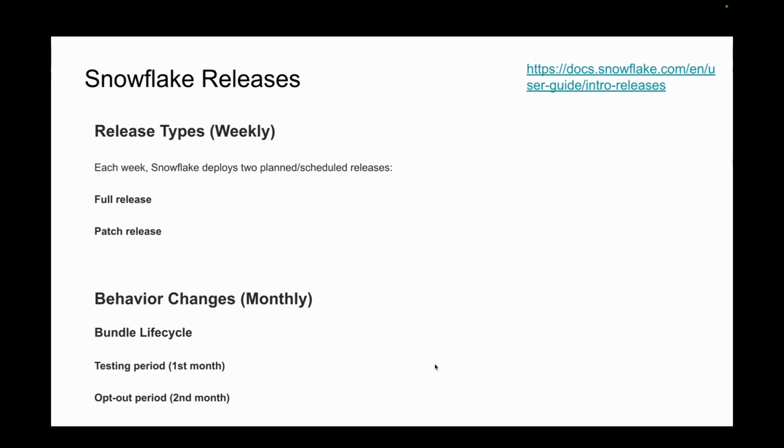Now, the way Snowflake releases the new features as upgrades and updates is very regular releases. So there is a weekly release which Snowflake does. There are two planned or scheduled releases every week. There is a full release which has new features and capabilities, and then there is a patch release which has only quick fixes for specific requirements.